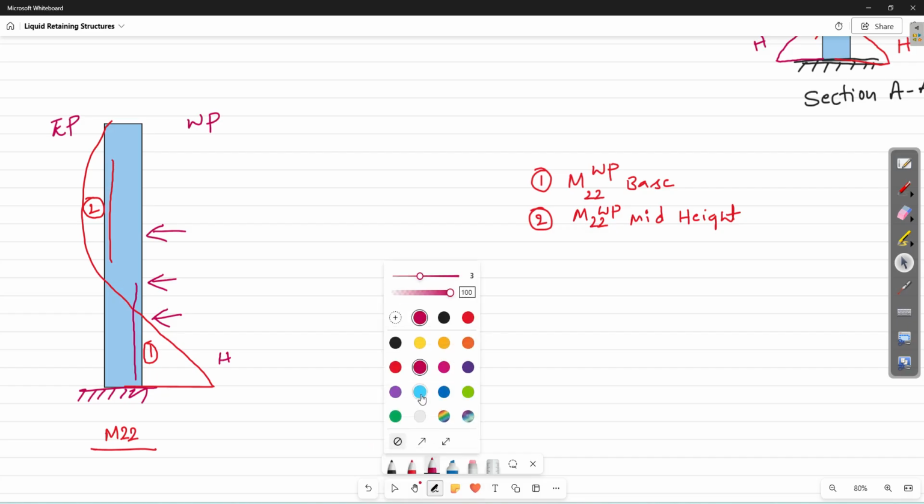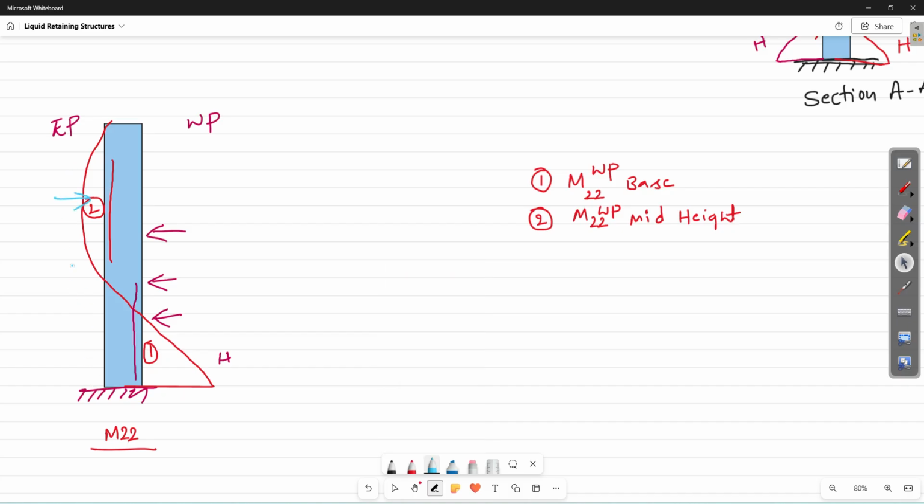Similarly, if you consider soil pressure or earth pressure acting from outside, your bending moment diagram will be just reversed. So it will be first hogging, next sagging. For this hogging you will put steel here in this region. For this sagging bending moment you will put steel here. I will call this steel number 3, and this steel 4.